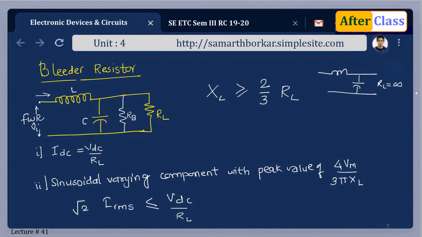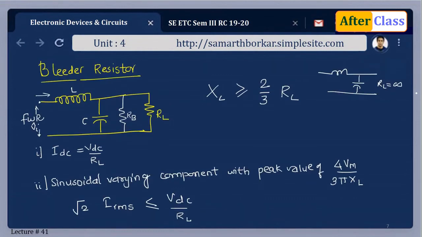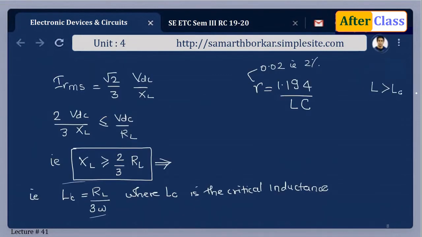So to overcome this problem, a bleeder resistor RB is connected. This RB is connected in parallel with the load resistance. So what will this RB ensure? Bleeder resistance RB will ensure that minimum current will always be present for the optimum operation of the inductor. So even if I disconnect the load, this RB will act as a load and there will always be a current passing through that particular inductor.